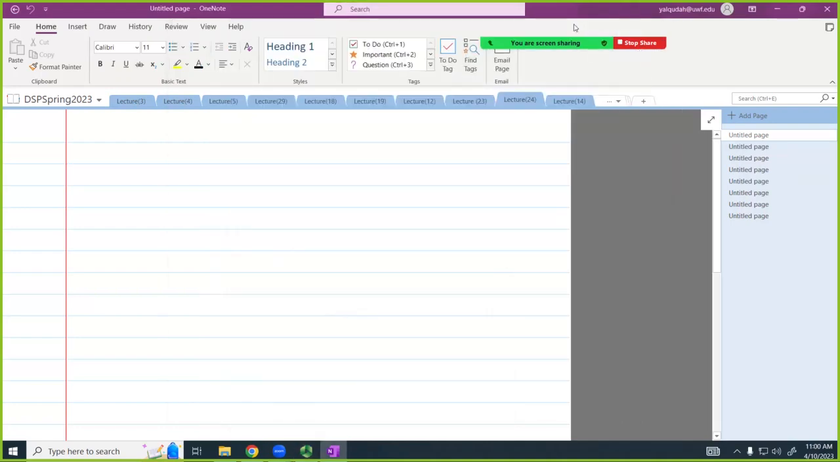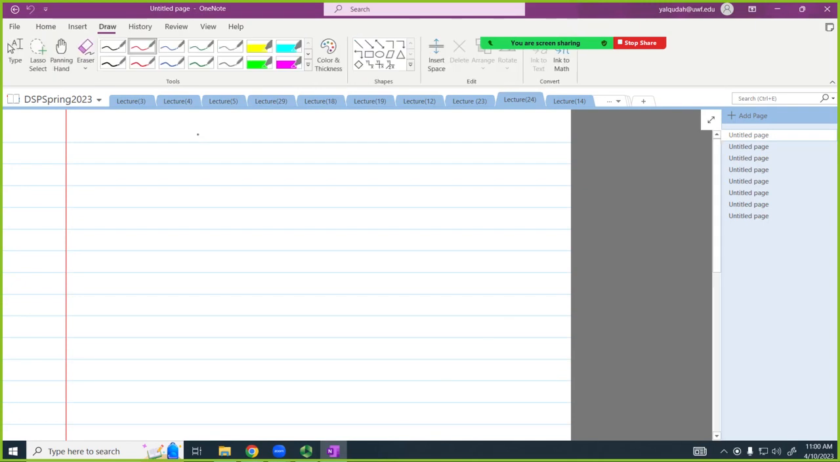Let's get started. Okay, so what we're going to be doing today, we're going to be finishing the filter realization. And hopefully, after we finish the filter realization, we're going to start the frequency analysis.